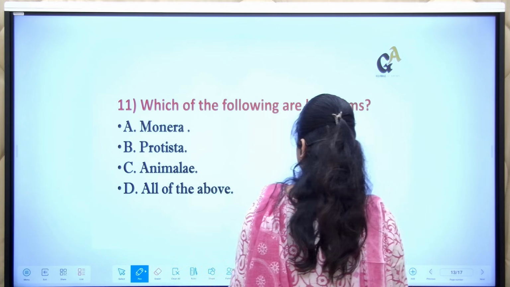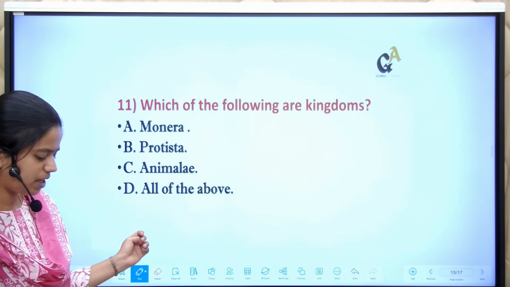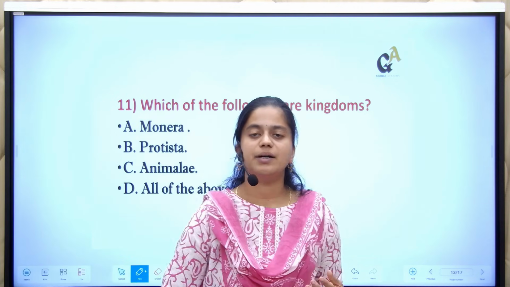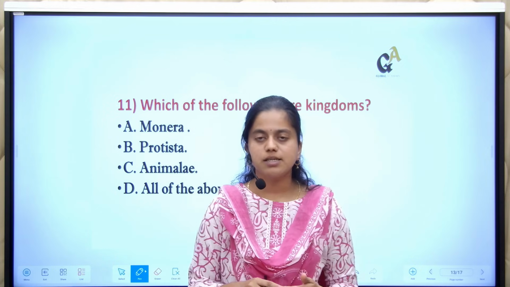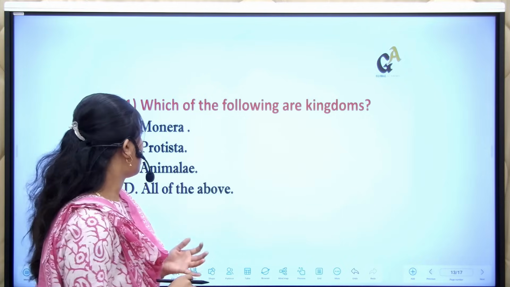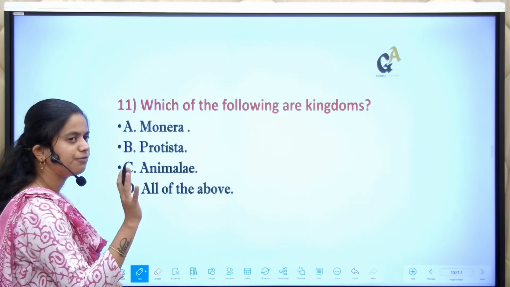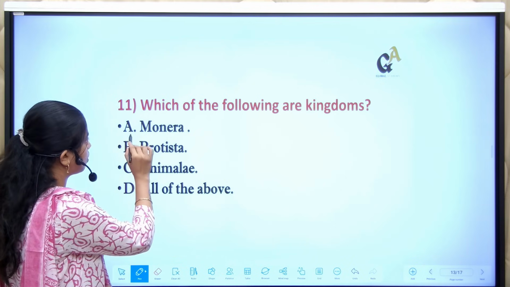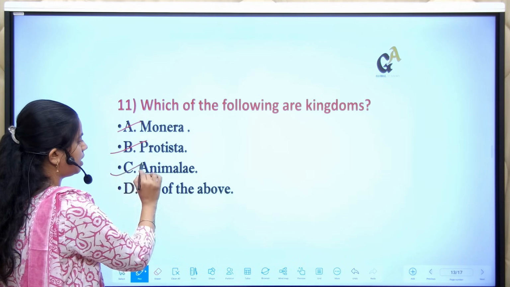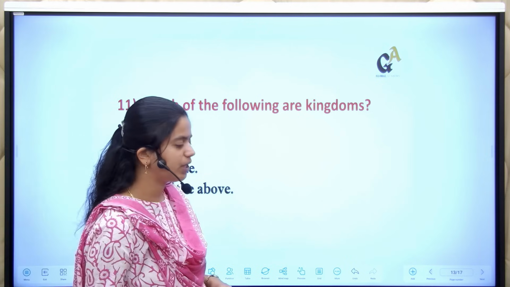Next question, which of the following are kingdoms? See what they are asking, which of the following are kingdoms? How many kingdoms are there, students? There are kingdom Monera, kingdom Protista, kingdom Plantae, kingdom Animalia, and kingdom Fungi. So all these are present, so there are totally 5 kingdoms. Among these, option A, Monera is a kingdom, Protista is a kingdom, and Animalia is also a kingdom. So our answer will be option D, all of the above.